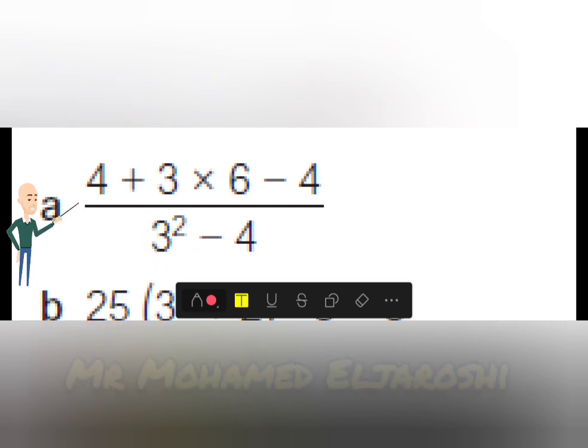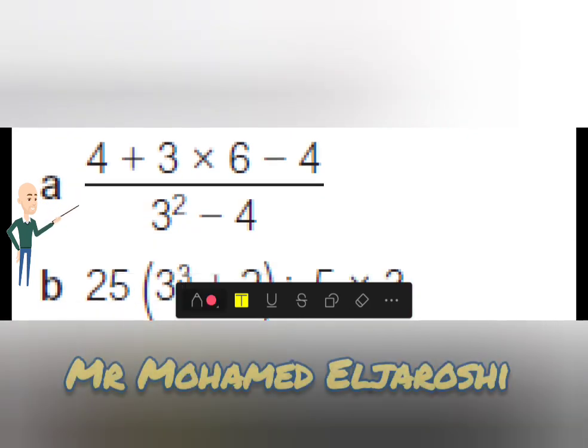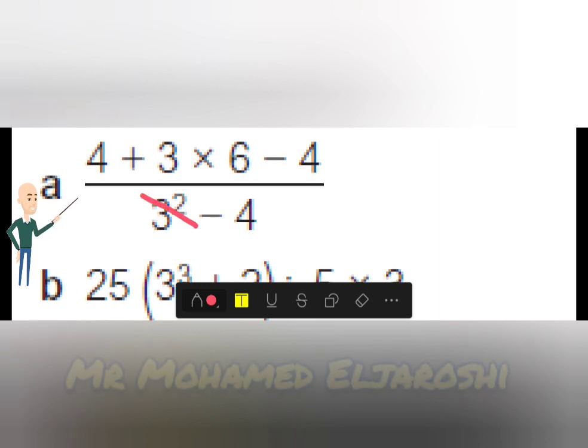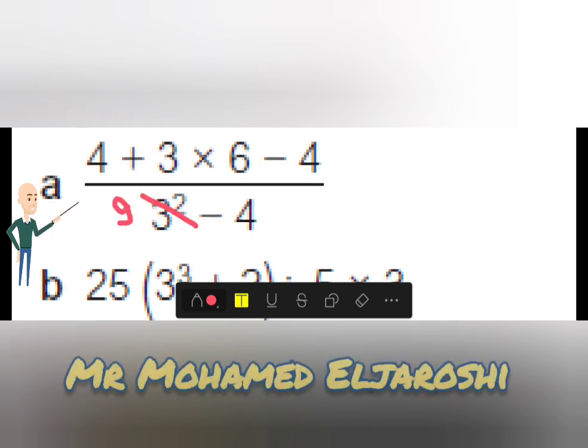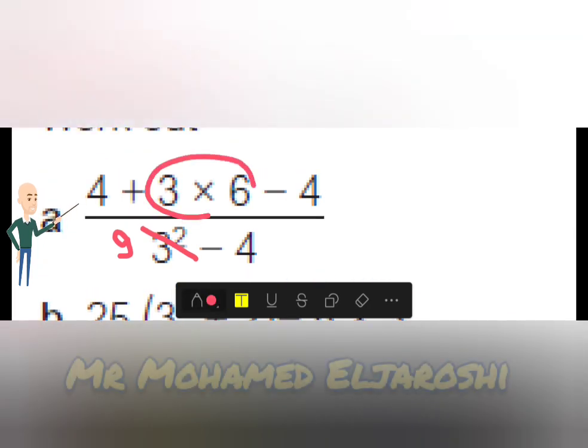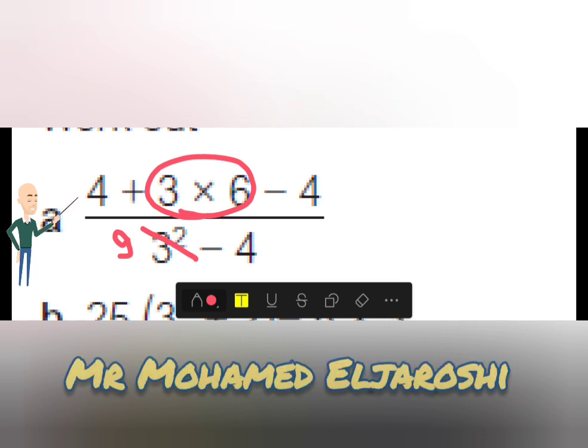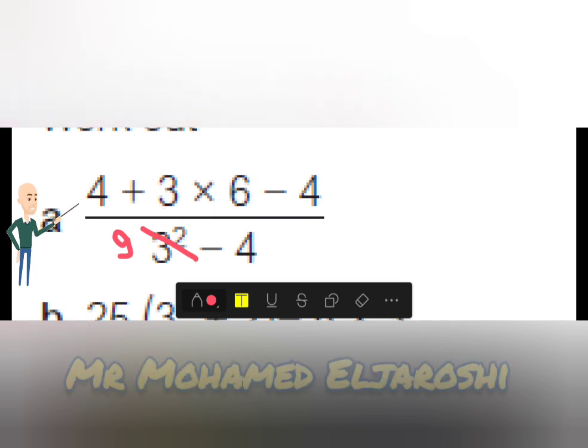So 3 power of 2 equals what? Very good. It's going to be 9. So I write 9 instead of it because 3 power of 2 means 3 times 3. Good. And on top here we have multiplication, which is done before addition and subtraction. So when you multiply 6 by 3 equals 18. So I write it instead of it like this.